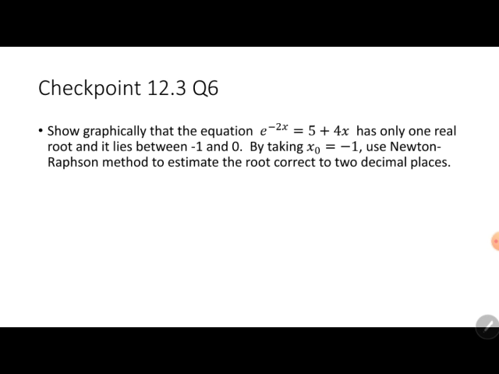By taking an initial guess of x0 equals negative 1, you want to use the Newton-Raphson method to estimate the root correct to 2 decimal places. So there are two tasks here. First, you have to show graphically where the root is, and secondly, you want to find the root using the Newton-Raphson method. Alright, so the function is e to the negative 2x equals 5 plus 4x.